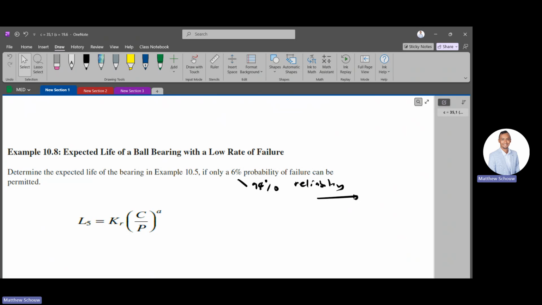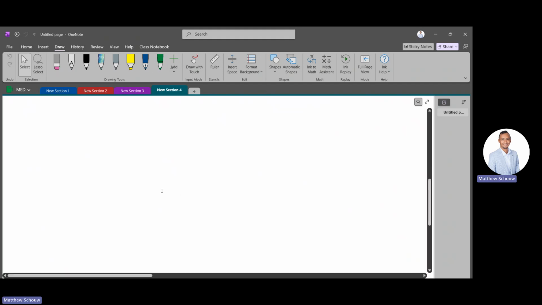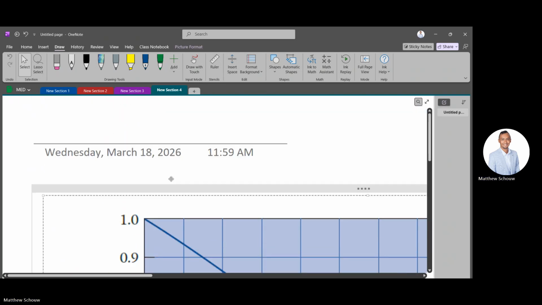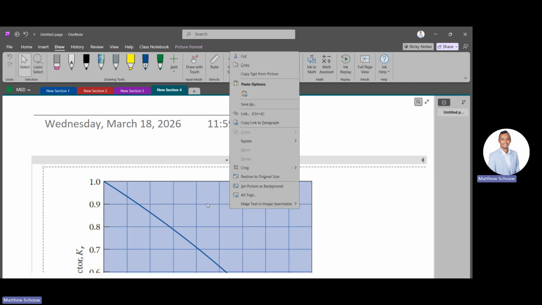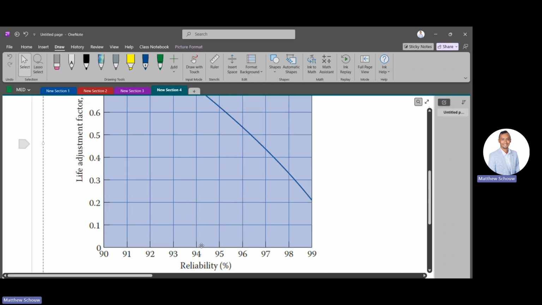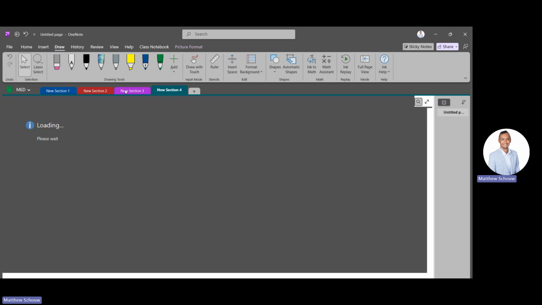So we have that, but once we have that, we then need to check this table over here. It's that graph which I showed you. It's the reliability factor, and we will place it over here and try to extract the necessary value. Okay, just make that smaller. I'm sure there's an efficient way to change the size quicker, but anyway. So we got 94%. And as we go up the curve, you'll notice your life adjustment factor is 0.7. I think that's fairly easy to see.